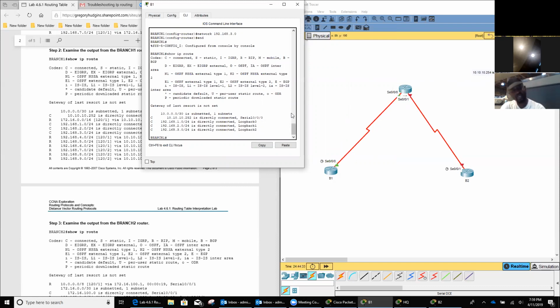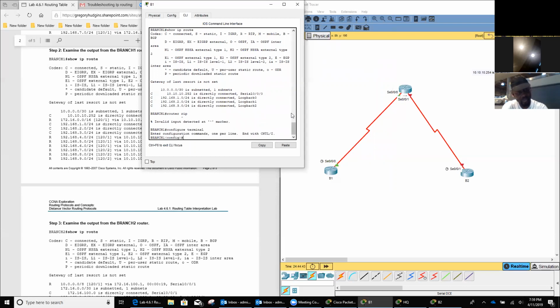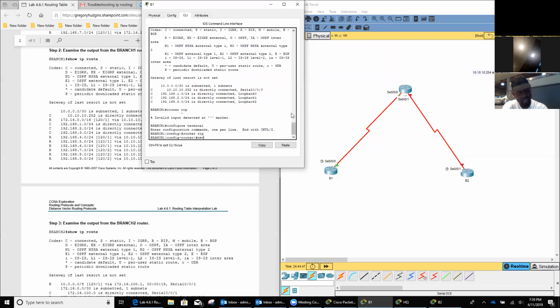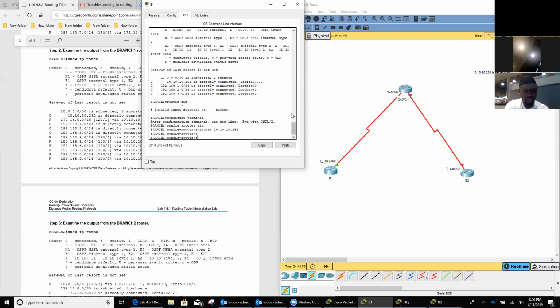Do I have to go, in order to go back, oh, I have to go router RIP when I go back into RIP? Yeah, so go router RIP in config mode. Router RIP. Then network, yep. And then 10.10.10.252. All right, hit enter. Now watch what happens. Type end.